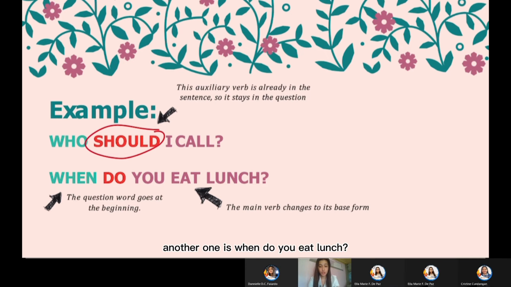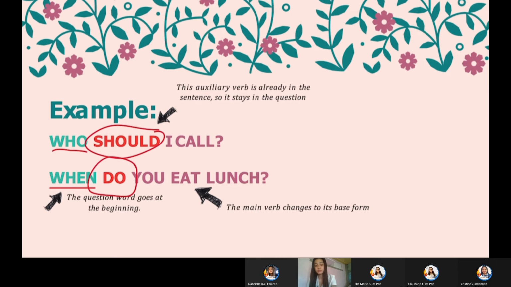Another one is, when do you eat lunch? The question word goes at the beginning again. This is our question word, just like open questions with be. As you can see, the word do is added here, because the question doesn't have an auxiliary verb. So we add do. When do you eat lunch? And then the subject and then the rest of the sentence.